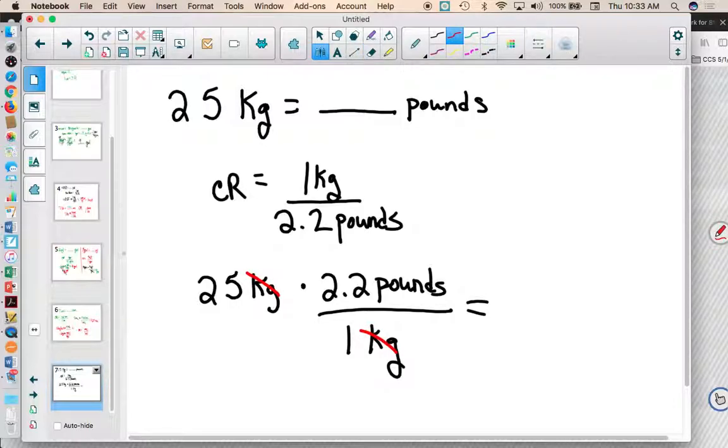So that tells me 25 times 2.2 will give me the pounds. How many pounds is 25 kilograms? Chloe? 55. 55 pounds. Do you agree? Did that come out 55 evenly? Yep. Okay?